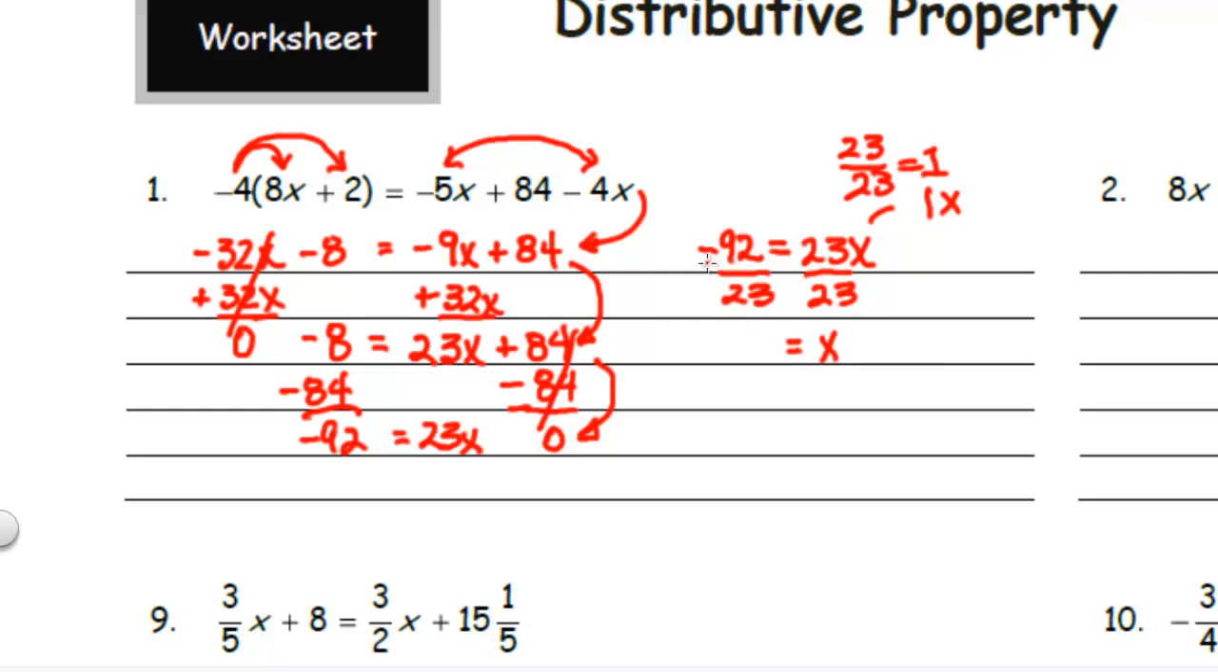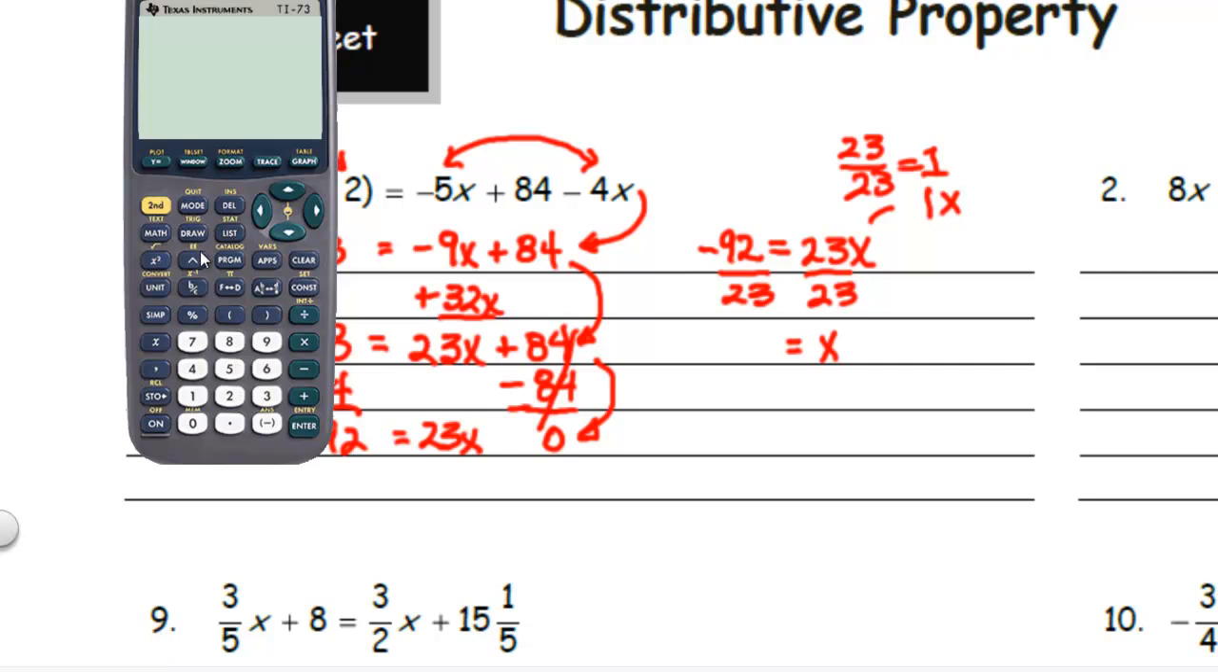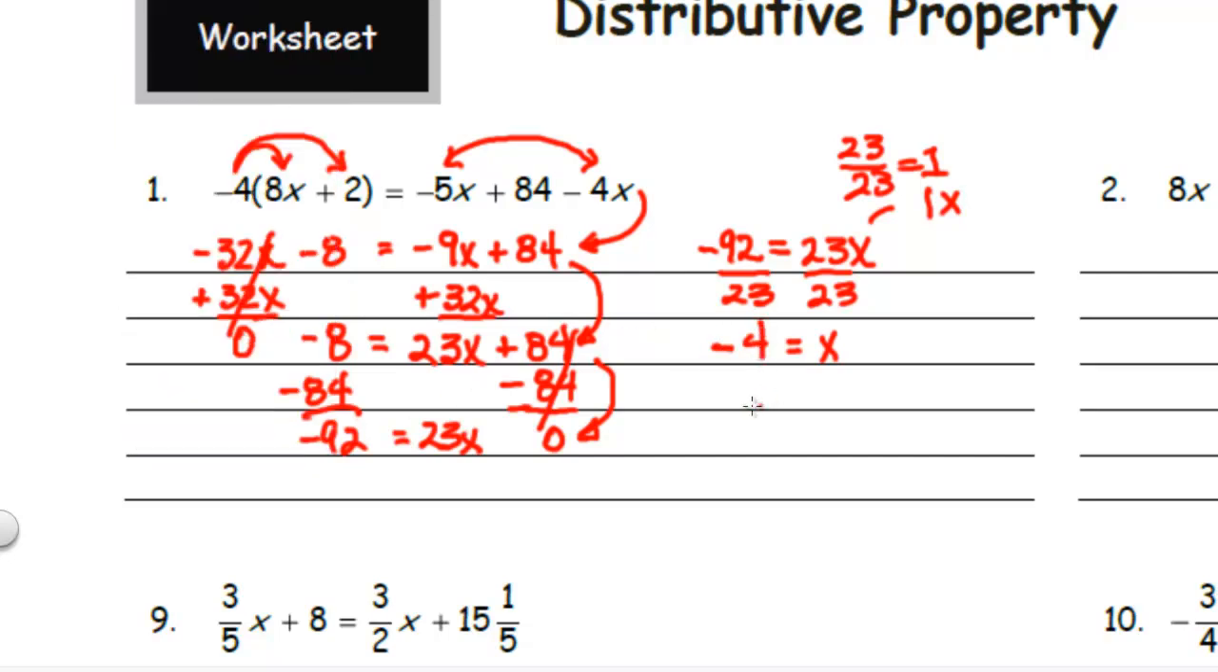So now if I take a negative 92 and I divide it by 23, I get negative 4. So that's my solution. X is a negative 4. Okay, that finishes problem number 1.